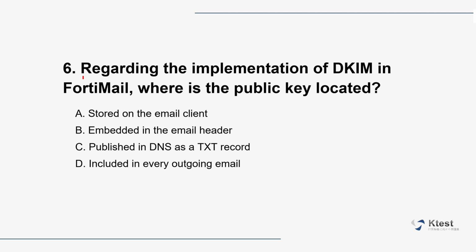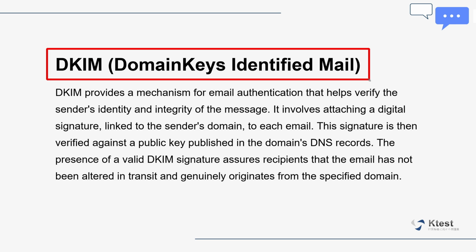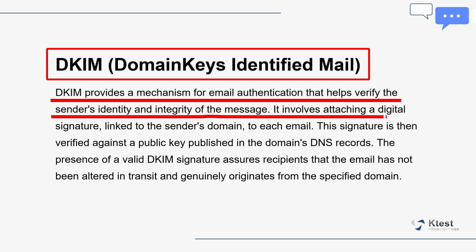Question 6. Regarding the implementation of DKIM in FortiMail, where is the public key located? The knowledge points of this question are: DKIM. DKIM is about making sure an email really came from where it says it did. It attaches a digital signature to emails, and this signature is checked against a public key that's kept in the DNS records of the sender's domain.